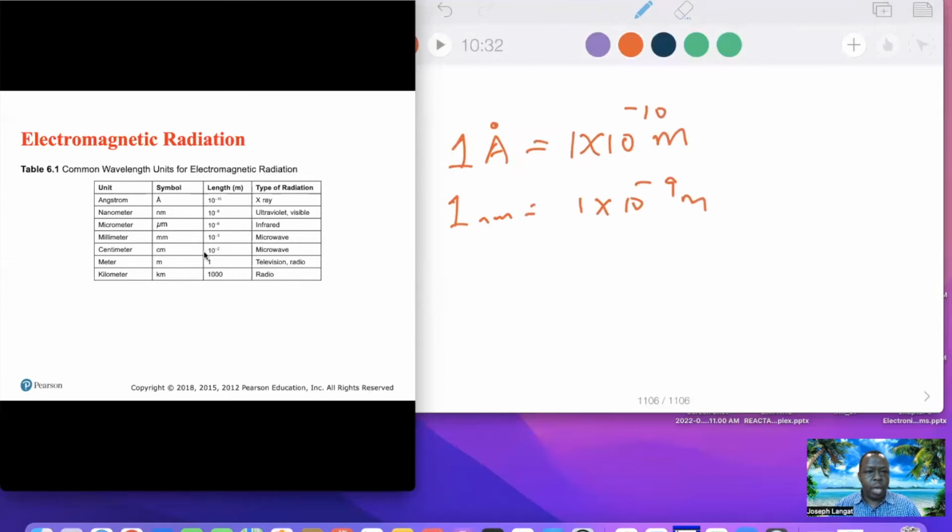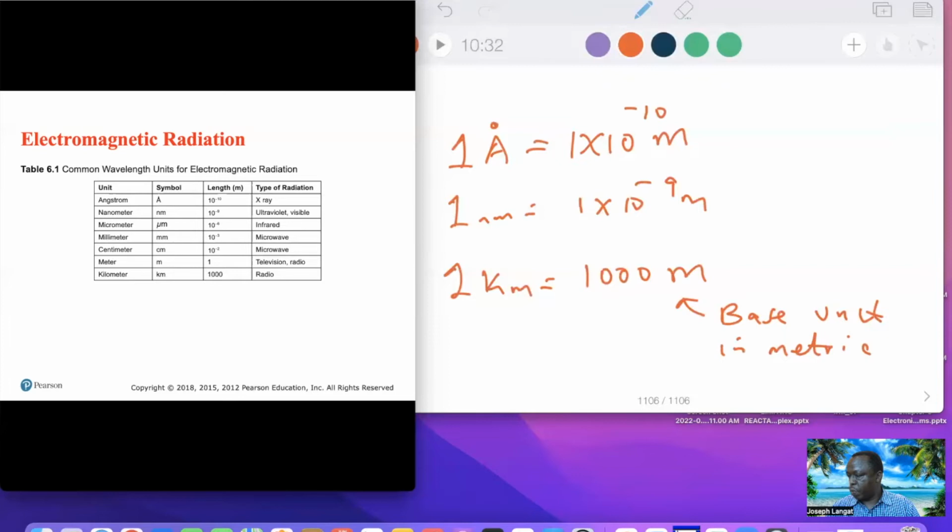So what you see here represents 1. For example, I know you know this, 1 kilometer equals 1,000 meters. Meter is the base unit in metric for length, not distance, but for length.